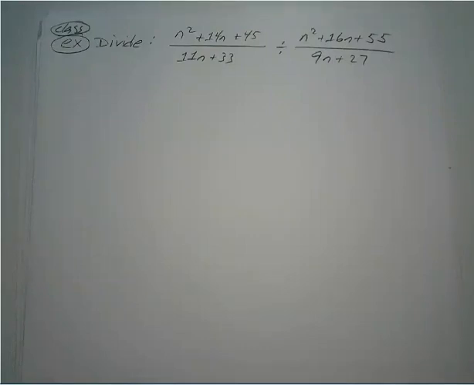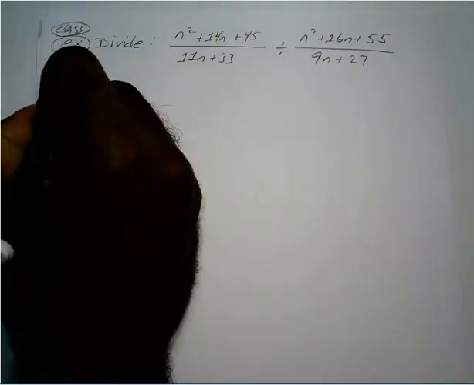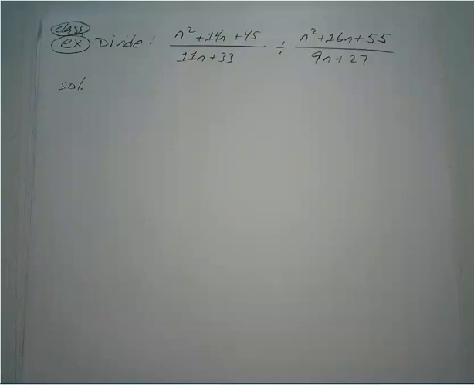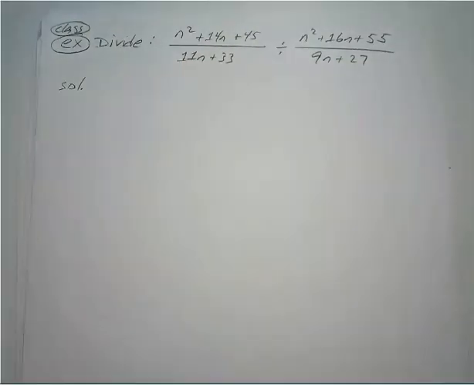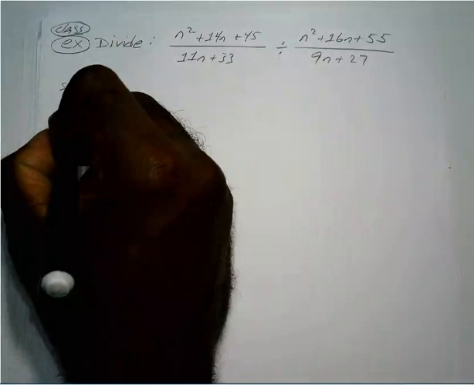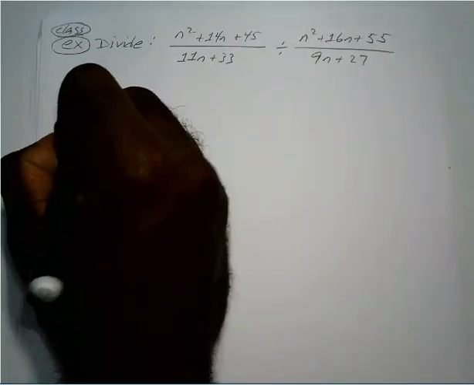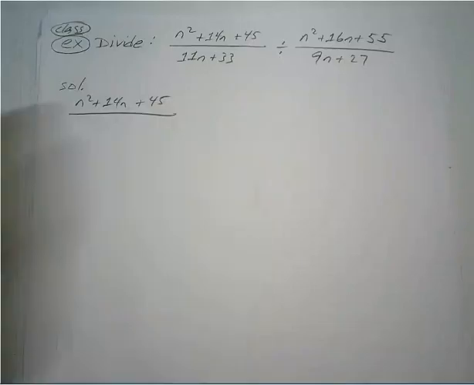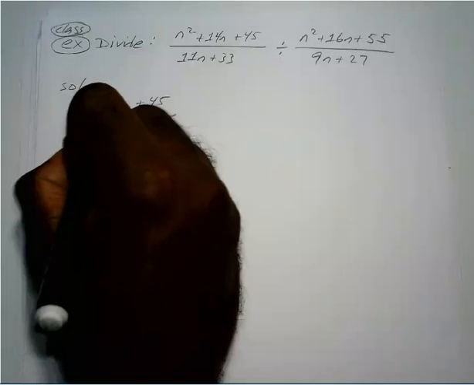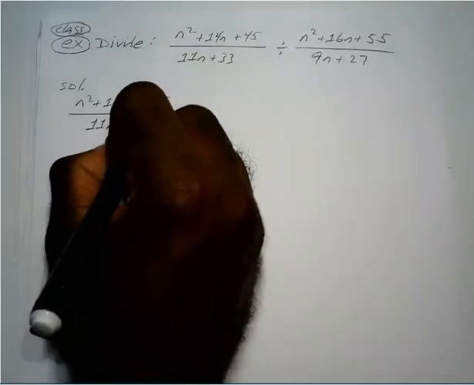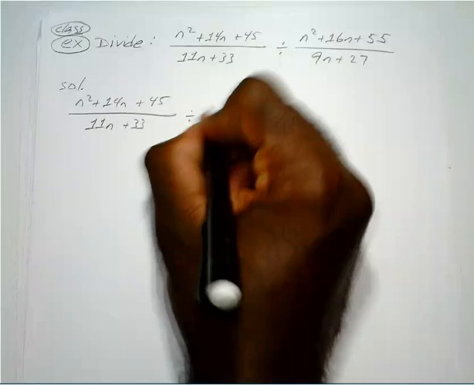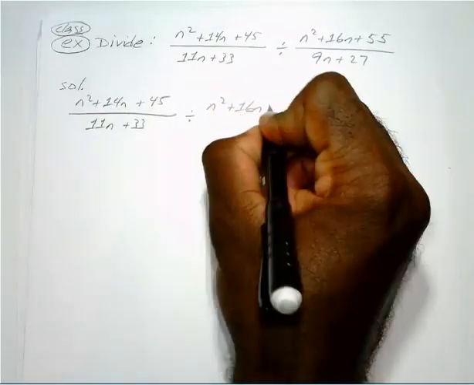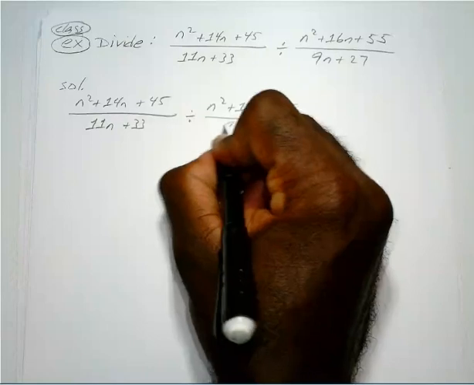Alright, so assuming you've pressed pause, you've worked through this problem, and you're at your final answer, we're going to go ahead and solve it. Okay, so you have a division problem, so the first thing you want to do is rewrite it. Okay, so you have n squared plus 14n plus 45 over 11n plus 33, and I'm just going to rewrite the problem. 16n plus 55 over 9n plus 27.